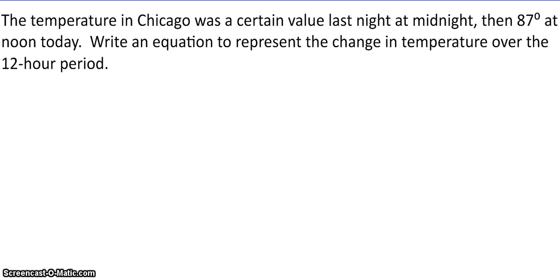So here we have the temperature in Chicago was a certain value. So if it's a certain value, that means variable. So we could call that X. Last night at midnight. Then it was 87 degrees at noon today. So we want to write an equation to represent the change in temperature over the 12-hour period.